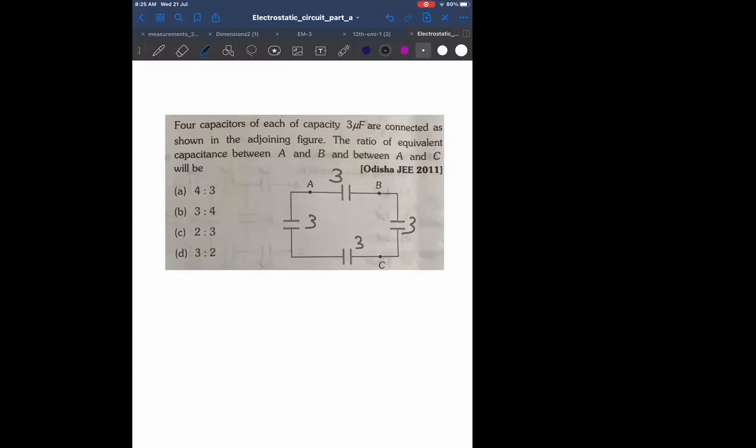There are four capacitors, each of 3 microfarad, connected as shown. What is the ratio of equivalent capacitance between A and B and between A and C?